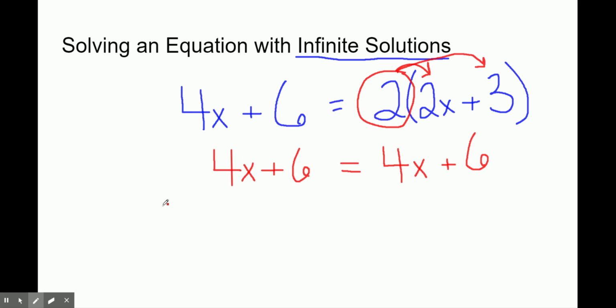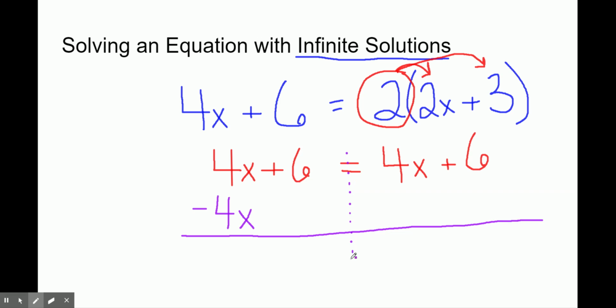Now, we want to get our variables on the same side of our equation. So to do that, we need to either move the variables from the left side to the right or right side to the left. We could do it either way. So I'm going to take the variable on the left side and move it to the right. And to get rid of this, I'm going to subtract 4x. Again, to keep our equation balanced, if I subtract 4x from the left side, I also have to subtract it from the right side.